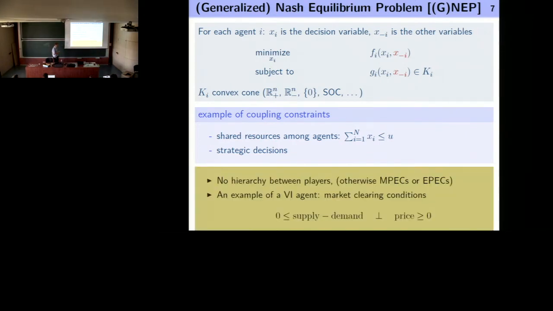One important point is that you have no hierarchy between players. So basically, it's just a collection of players. Otherwise, you would get an MPEC or an EPEC. And as an example of a VI agent that we usually have from economics, the price is given to you by this kind of complementarity relation. So you always suppose that the supply is greater than demand. And as a solution, you suppose that supply equals demand, and the price is the multiplier associated to that constraint.